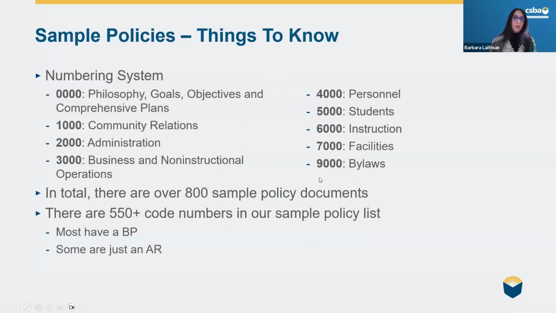We're also going to do a little review of the numbering system. I'm not going to go through each one because you can see them written out. The only one to provide a little more explanation about is the 4000s, because those are coded a little bit differently. We have the 4100s, which are for certificated staff, the 4200s, which are for classified staff, and then the 4300s, which are for management and supervisorial staff.